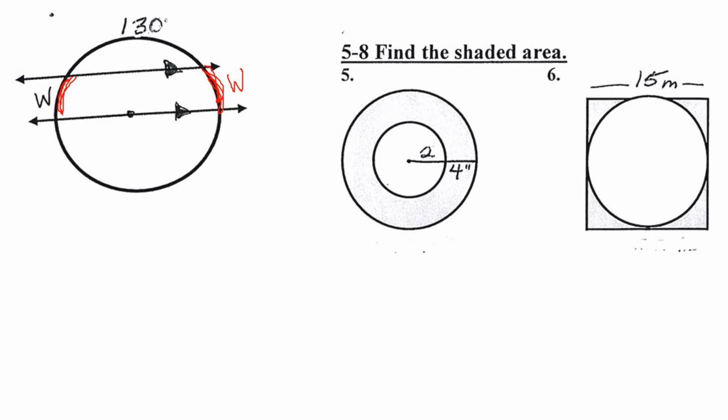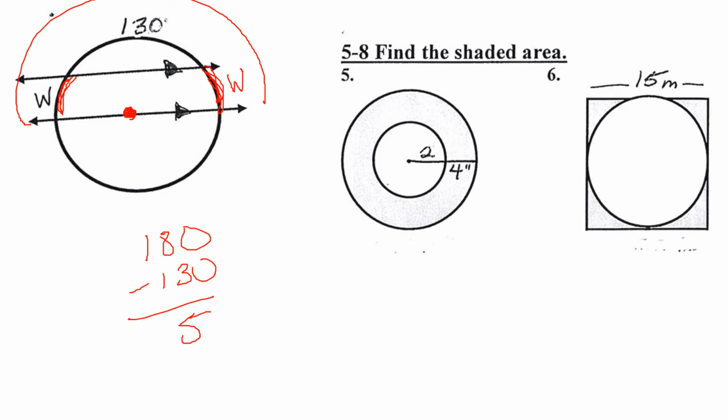Now, W is not the answer, of course. I want a number. And what do we need to notice? What's happening right here? There's our friend, the diameter. So this half makes 180. I need 180, and I've got 130 up there at the top. That leaves me 50, but who's getting the 50? I got 2 W's. 2 W's will make the 50, so the W will be 25.